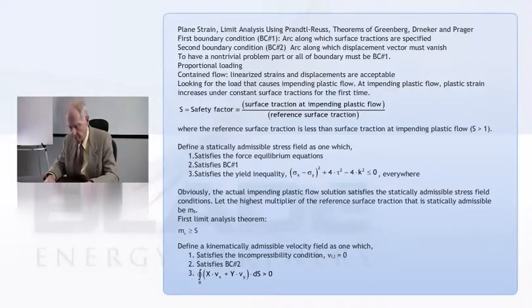The second kind of bound that you can set is using a kinematically admissible velocity field. So what does that have to do? It's got to be incompressible. It's got to satisfy those boundary conditions where the velocity is 0.